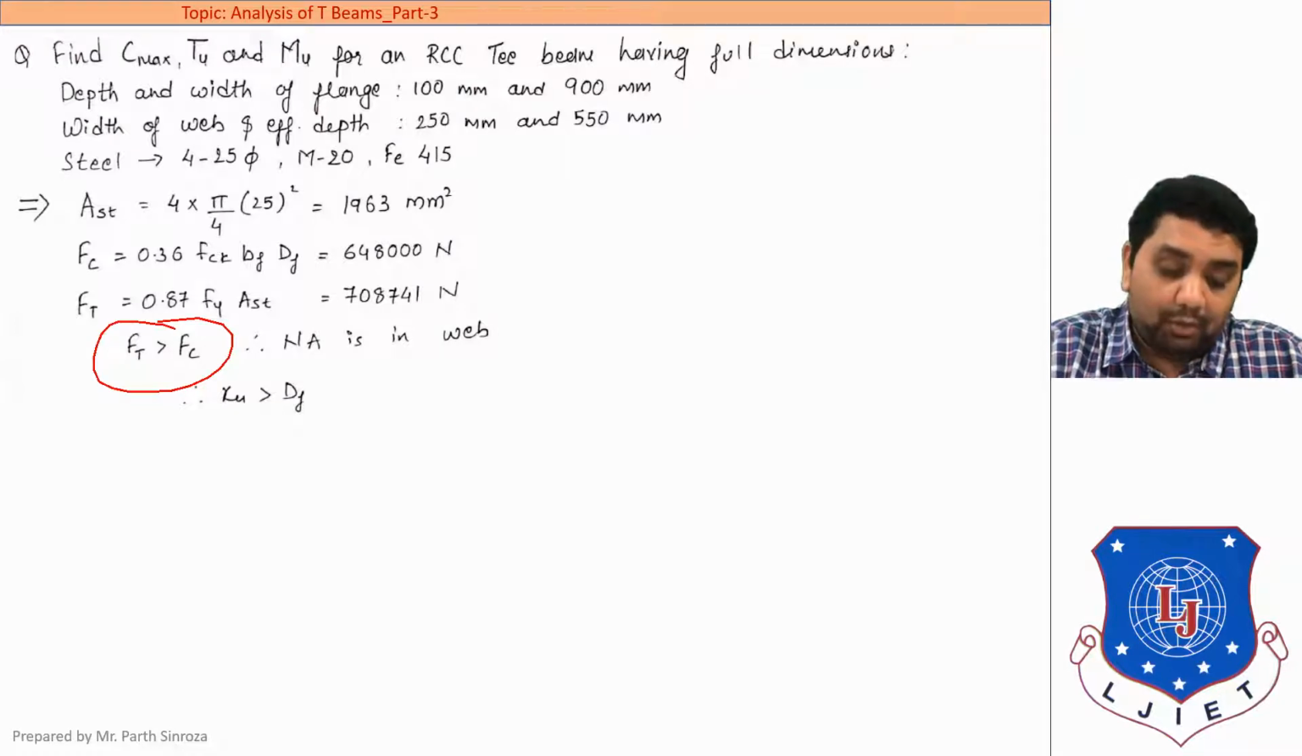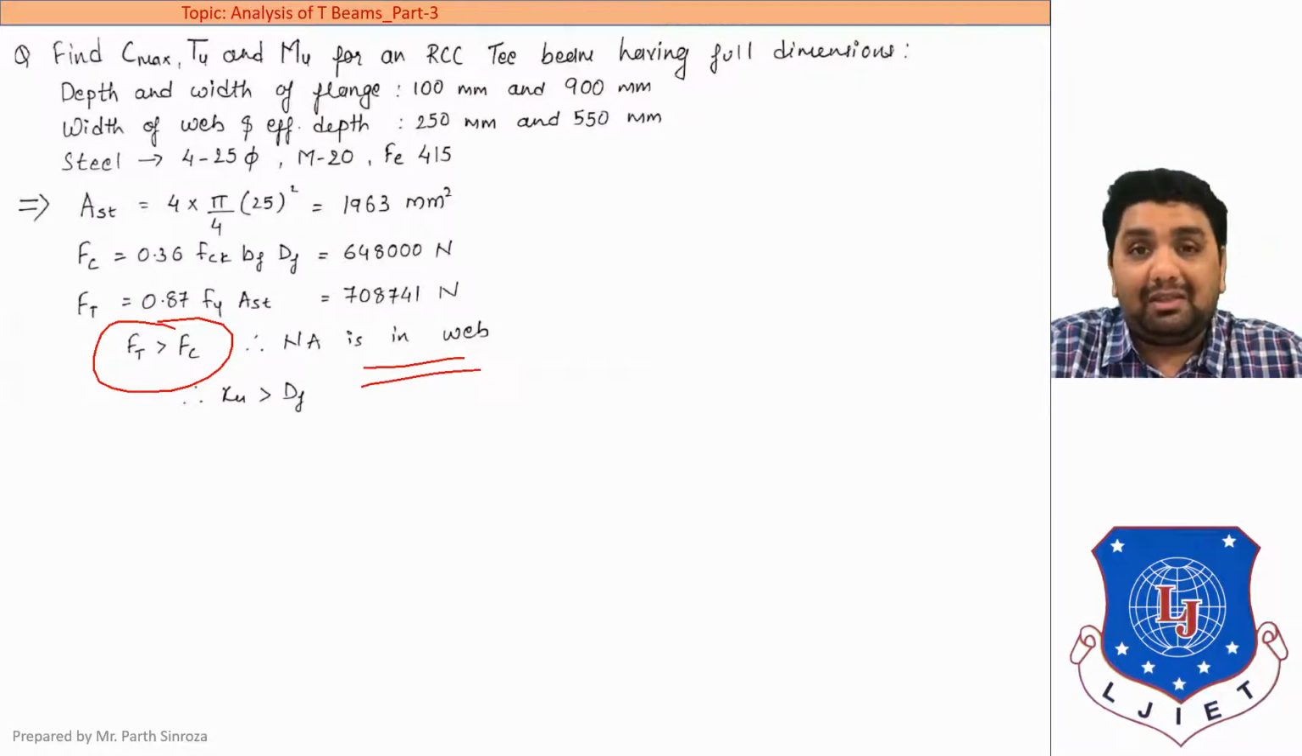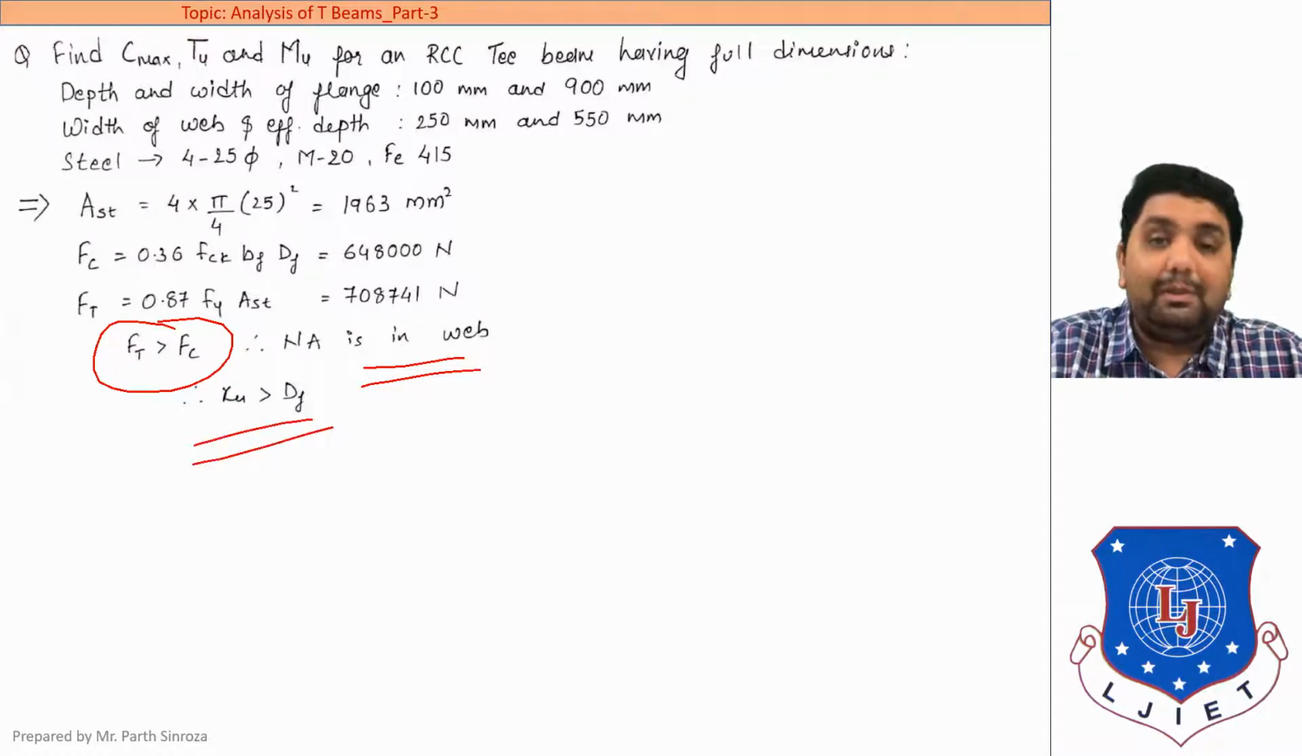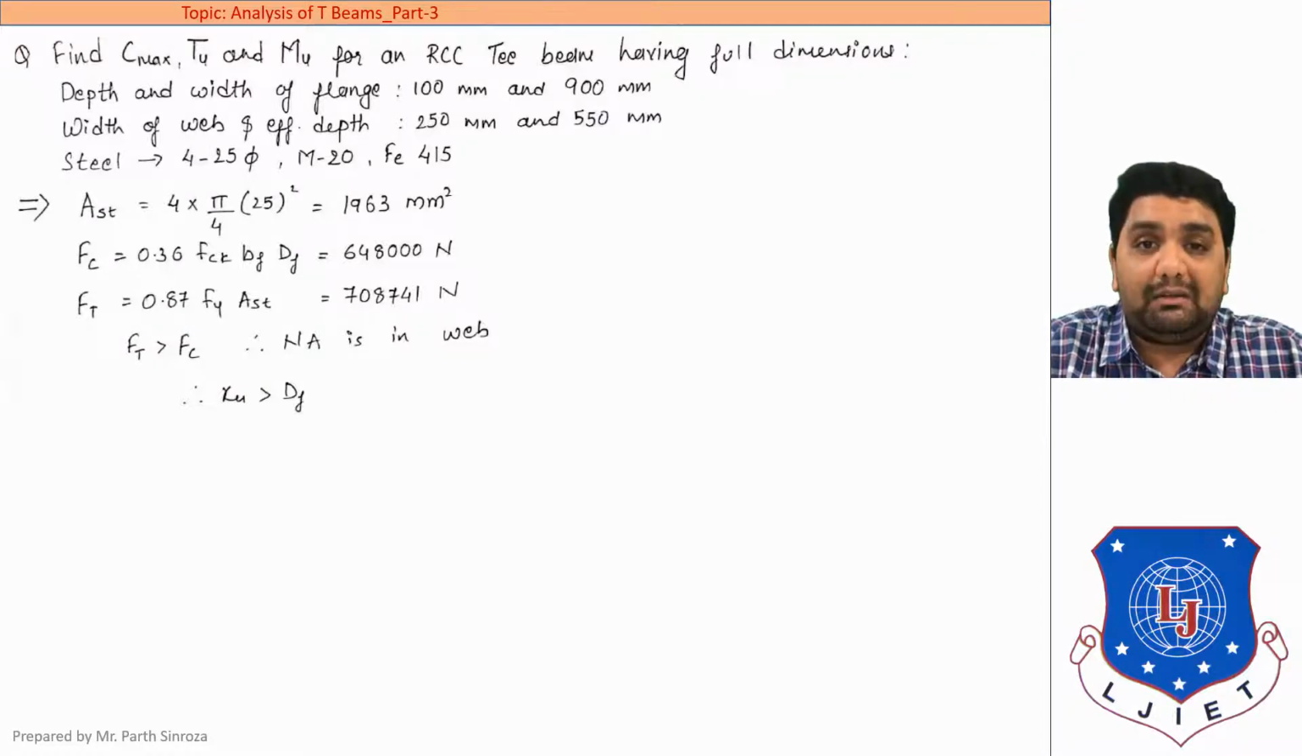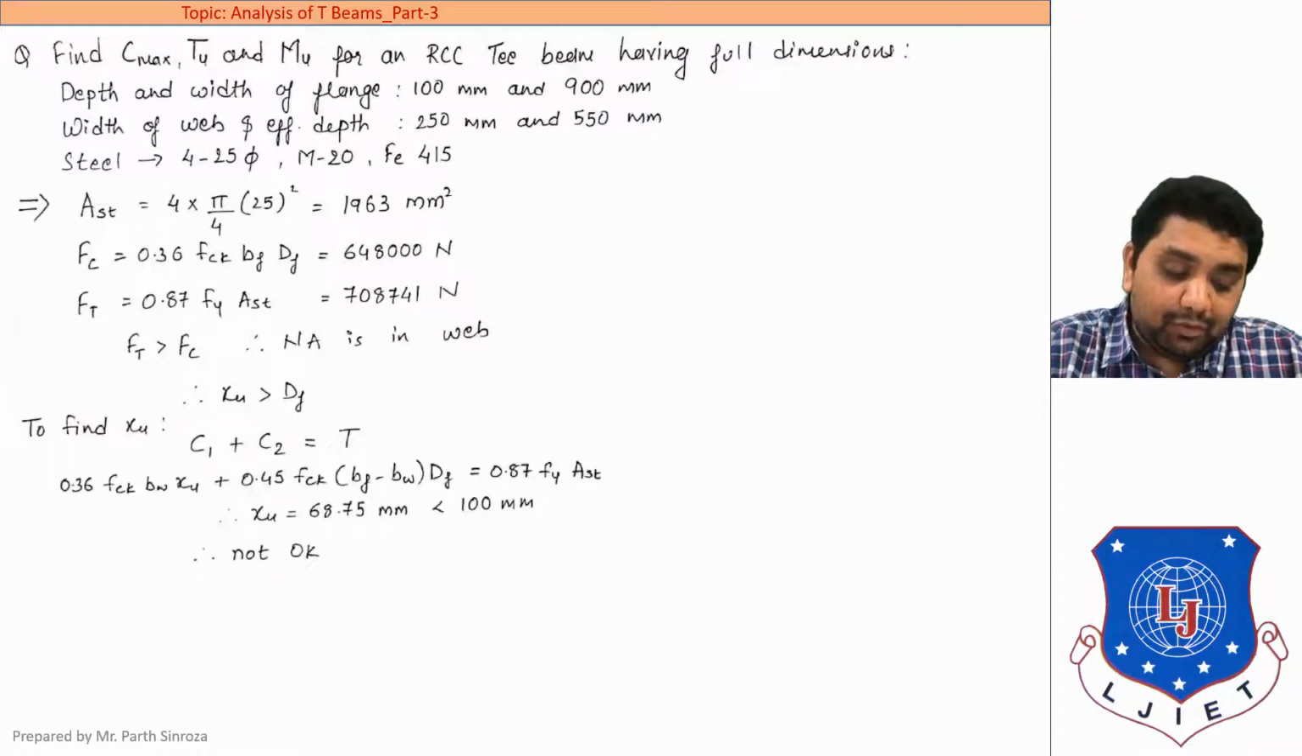So if it is so, then the neutral axis will be in the web portion, and since the neutral axis is in web portion, XU will be greater than DF. We have discussed this kind of sum in your previous lecture, but this is a somewhat different sum compared to that one. How it is different, we will be seeing. So now we will be computing XU.